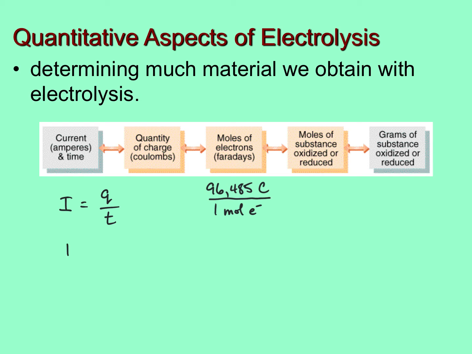I'm going to put a note right here that I equals the current, which is the flow of electrons. It's a measure of the flow of electrons. You'll learn more about that in physics, and the unit is A for amperes. Q is the charge in coulombs, and t is the time in seconds.